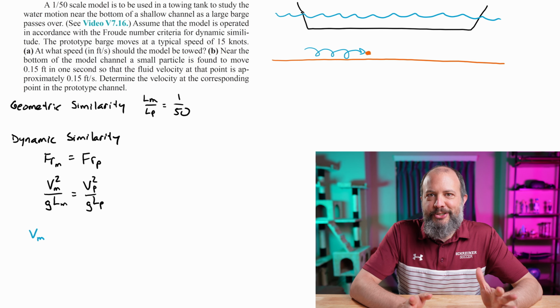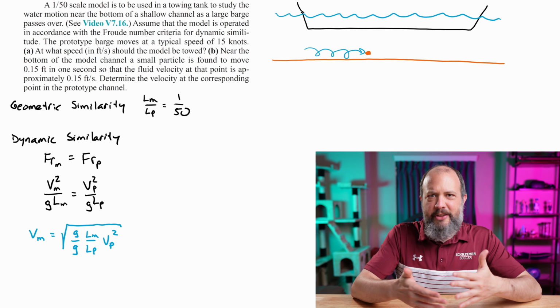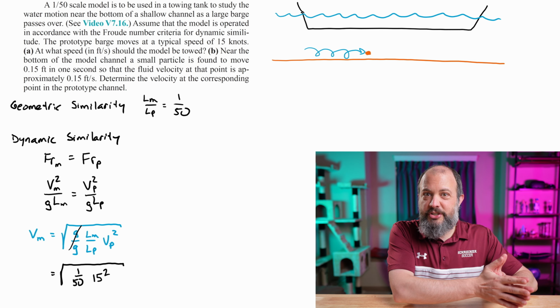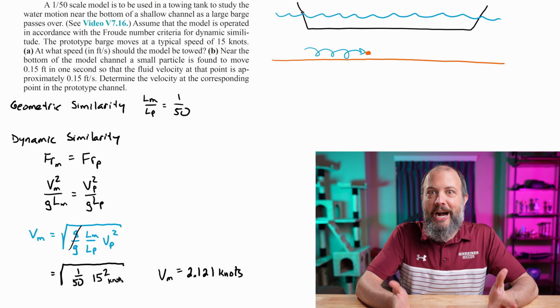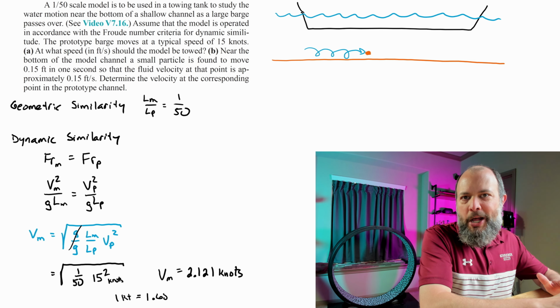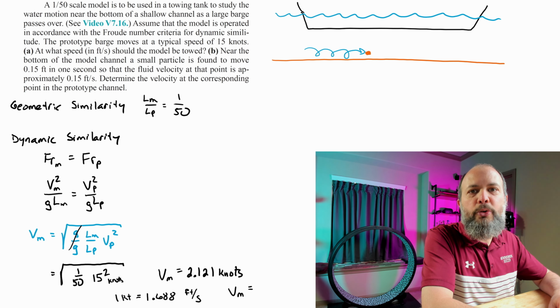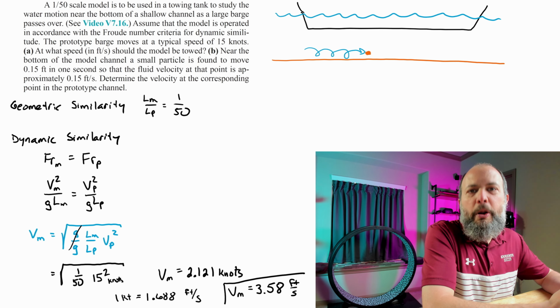Can rearrange to solve for velocity of the model, get rid of gravity, plug in all of the other numbers that you know. And you can see that for a 15-knot barge, your water tunnel model only needs to actually be moving about 2 knots. A knot is a nautical mile per hour, with a nautical mile being 2,000 yards or 6,000 feet. So a knot is just slightly faster than 1 mile per hour.